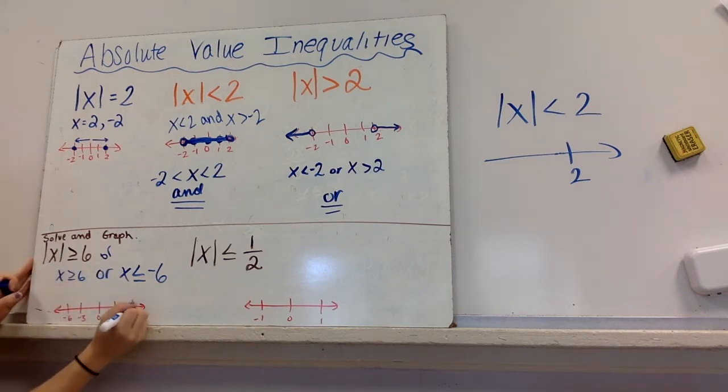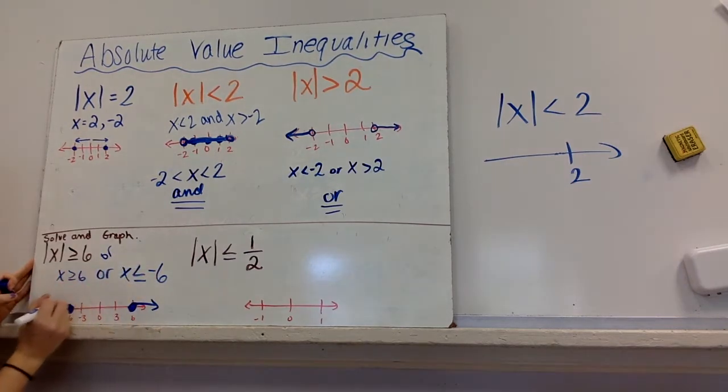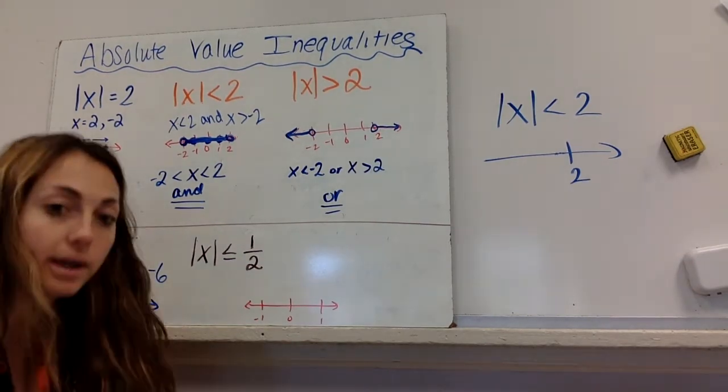So greater or equal to 6, closed circle at 6, greater than, it's going to the right. For less than or equal to negative 6, closed circle at negative 6, and all the values going to the left. Hey, that's an or. It should look separated like that.